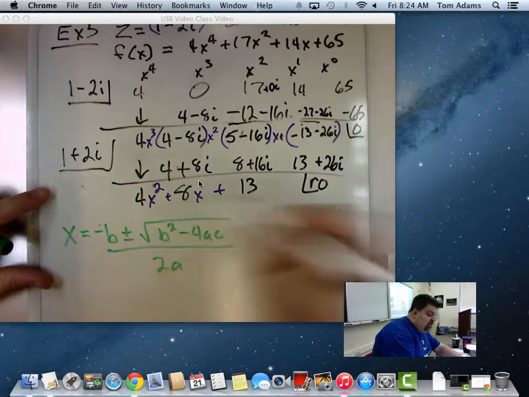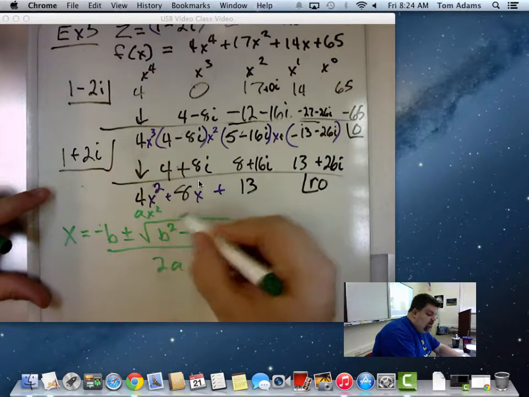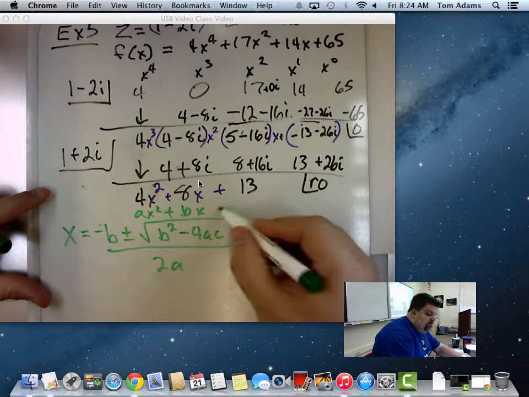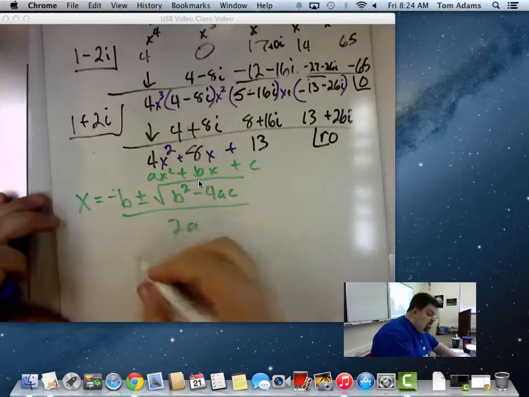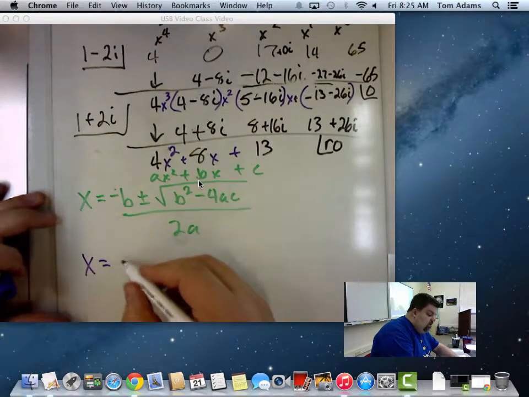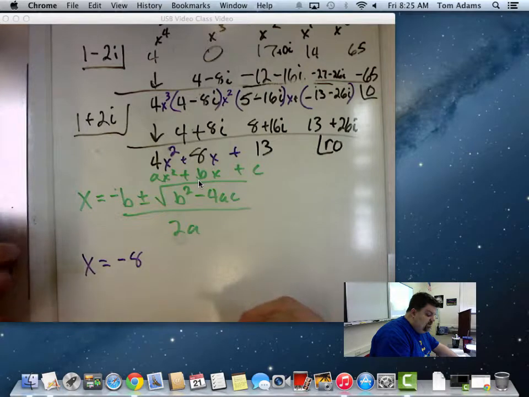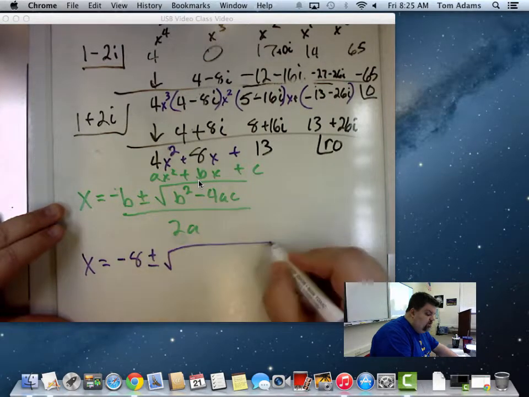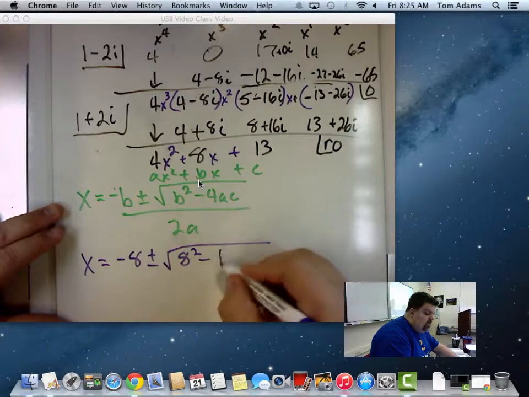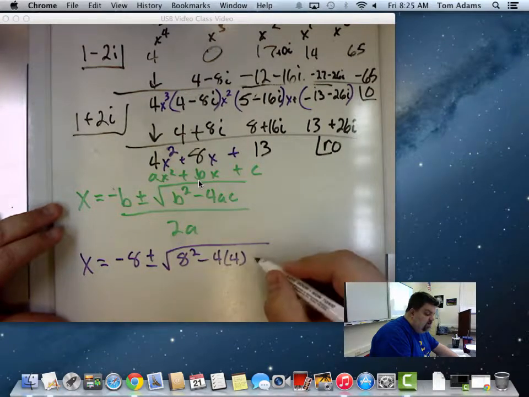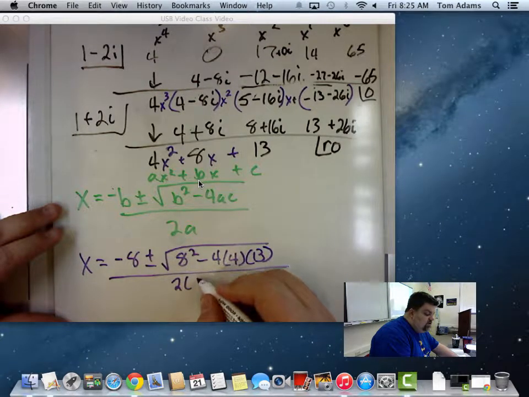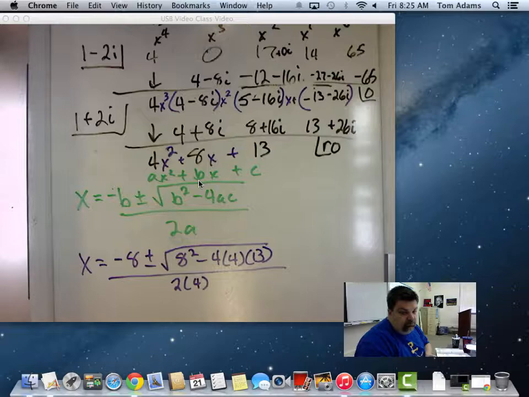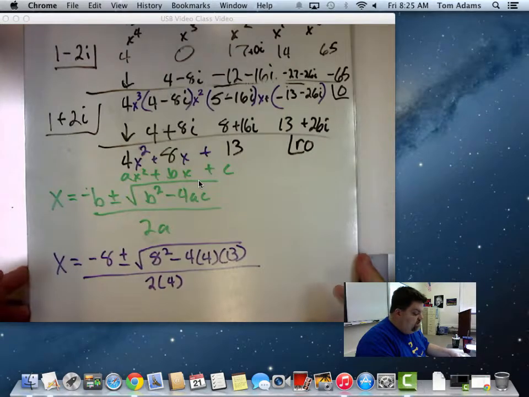What's this ABC stuff, Mr. Adams? Well, it's ax squared plus bx plus c. Okay? So to do this properly, I'm going to say x is equal to minus b, but b is 8, plus or minus the square root of b squared, which is 8 squared, minus 4 times a, which is 4, times c, which is 13, all over 2 times a, which is 4. You guys with me so far on this?